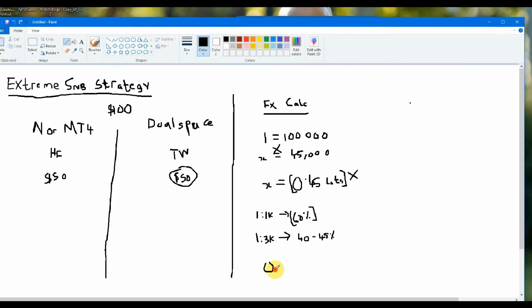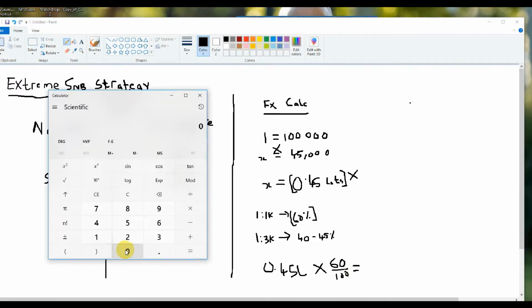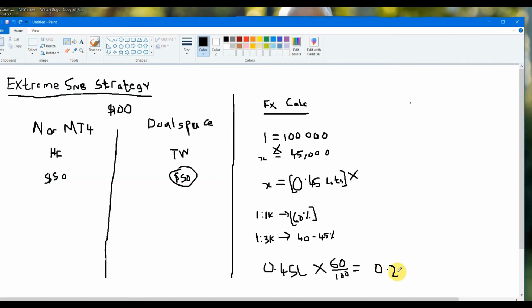So I'm going to multiply our 0.45 lots by 60 over 100, which will give us what? Let's just pull it up. Okay, so I'm going to calculate. I'm going to multiply 0.45 by 60, then divide it by 100, and that gives us 0.27 lots. Okay, so this is how we calculate our lot size.